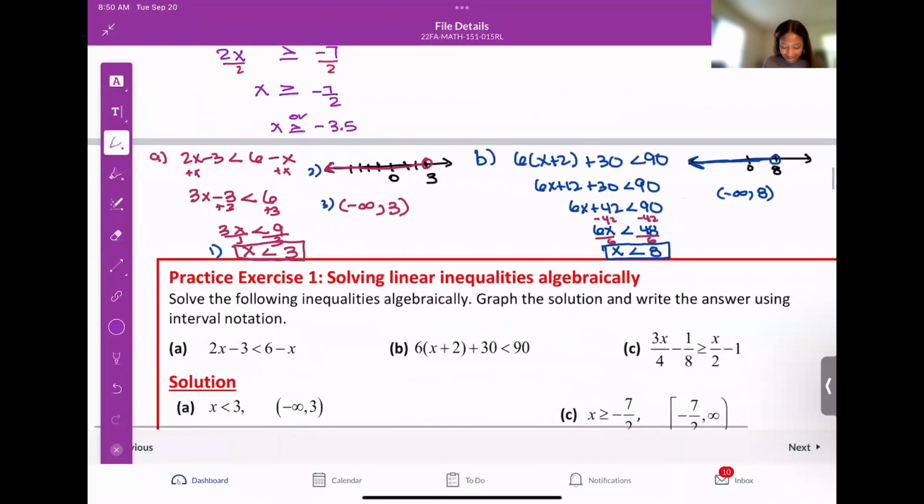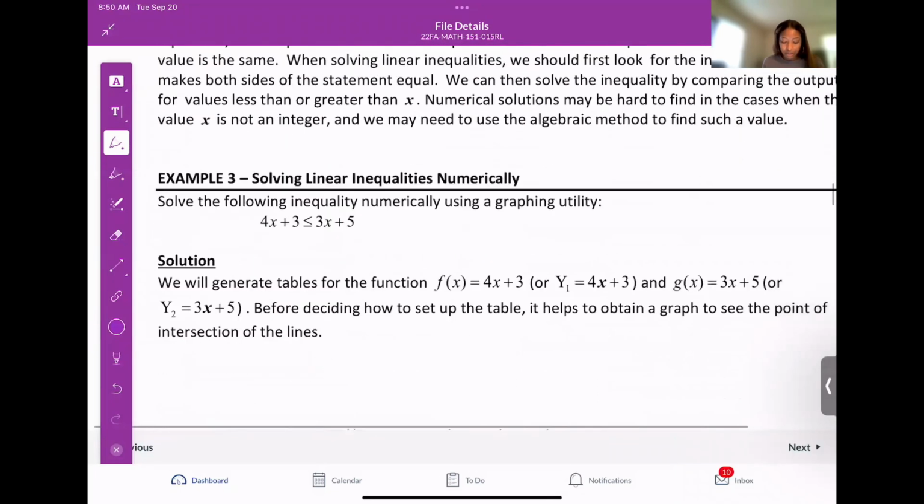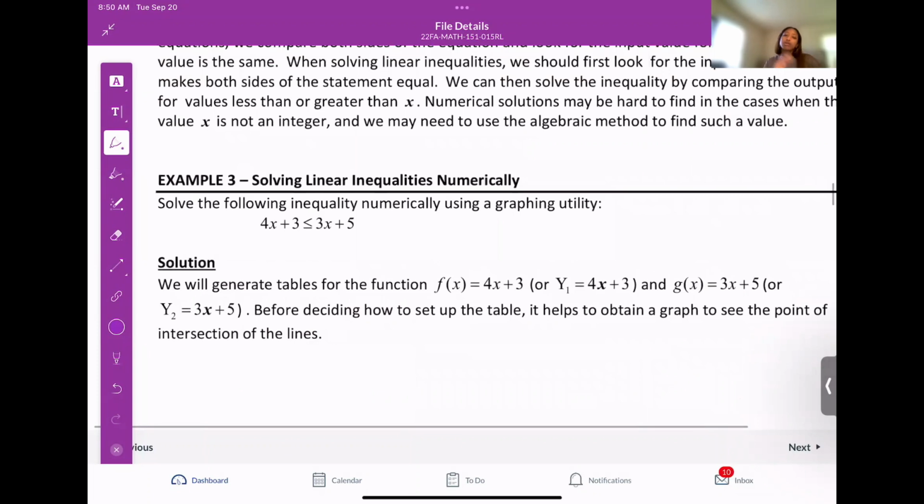So let's move on to our next example, which is solving inequalities algebraically. We also need to know how to solve them numerically. Remember, in this class, we talk about 4 different types of solutions. We look at word problems, algebraic solutions, numerical solutions, and graphical solutions. Numerically means with a table.